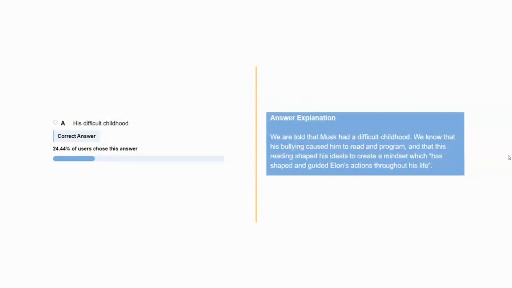Okay, next one: his difficult childhood. So basically, in that text, it states that because of his difficult childhood, it led him to look at computers and other things, and that changed his mindset. And that's the reason why he became a success rather than his ambition. That was a difficult one. I didn't read the whole thing through because I panicked. Did anybody actually read it?